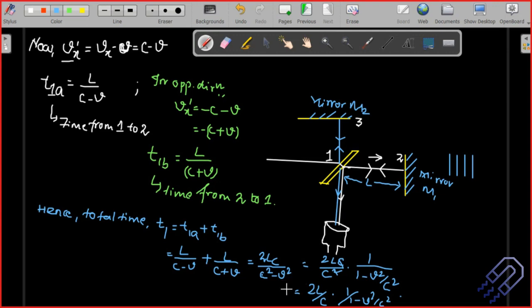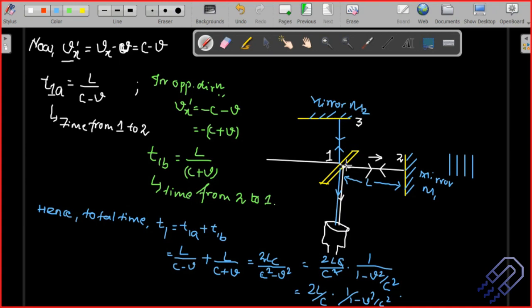And what does this relation tell me? It tells me the time that the light travels from here to 1 to 2 and then back to 1. What is the total time that is being taken? Okay. Now let's check for mirror 2.